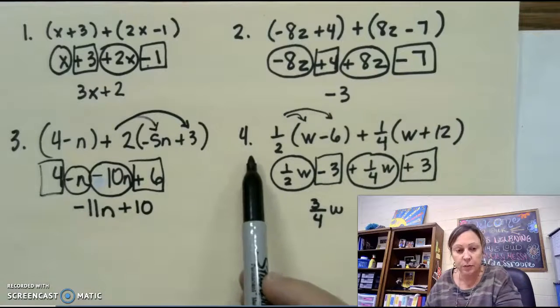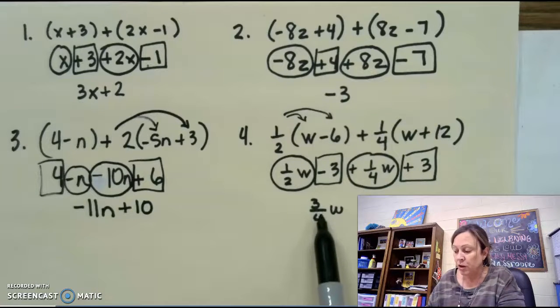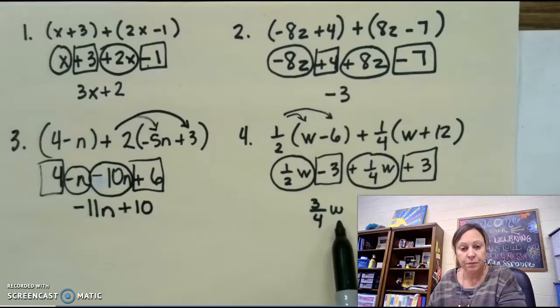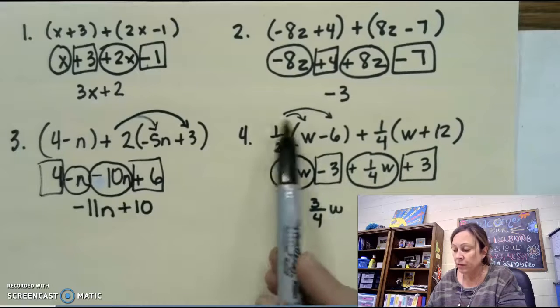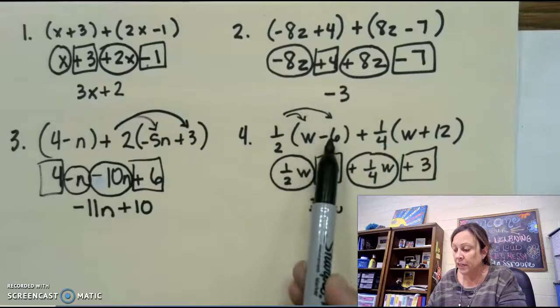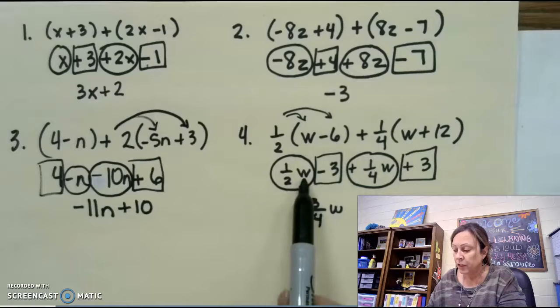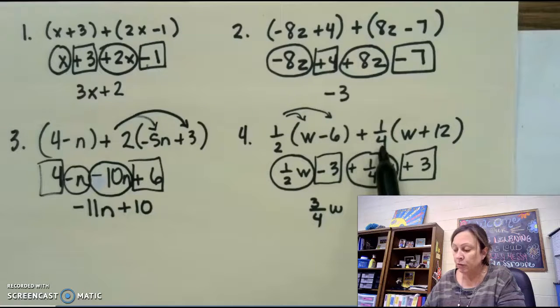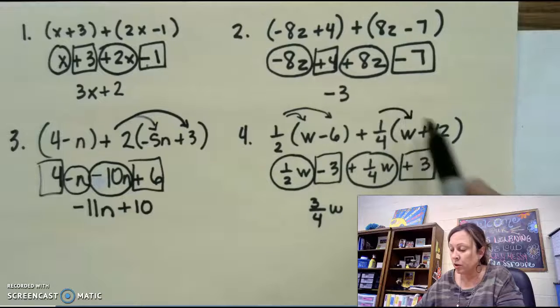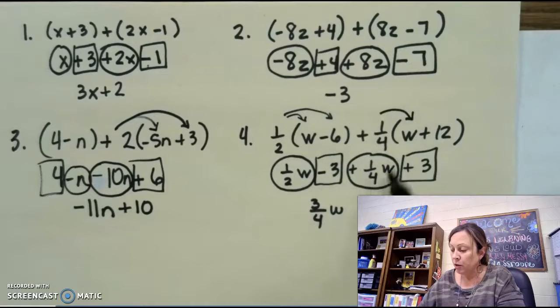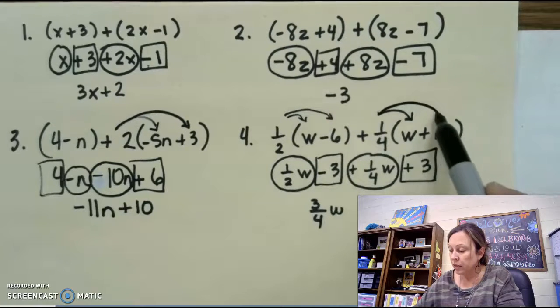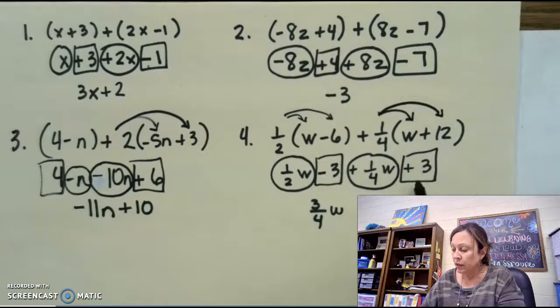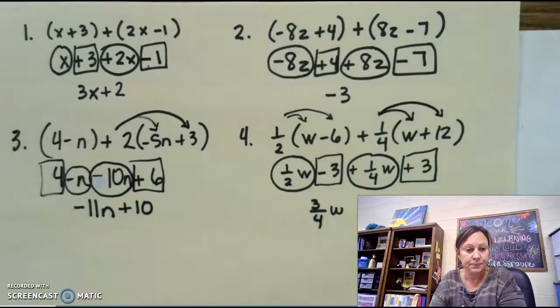And then finally, number 4, it simplifies to 3/4 w. When you distribute the 1/2 to w and 1/2 to negative 6, you get 1/2 w minus 3. And when you distribute positive 1/4 to w, you get 1/4 w, and 1/4 times a positive 12 gives you positive 3. Simplifying down to 3/4 w as your answer.